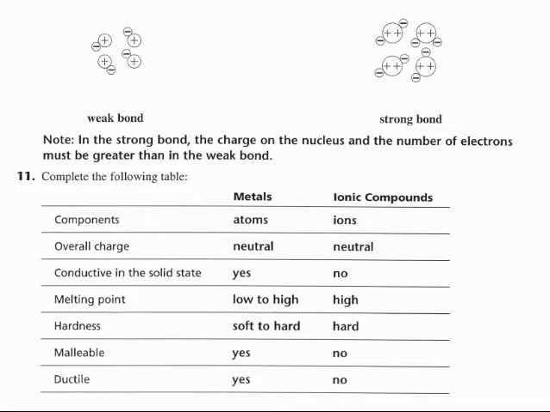Metals, are they malleable? Yes, they are. Okay, they can be hammered into sheets. Are ionic compounds malleable? No, they are not. They will shatter. Metals, are they ductile? Yes, they are. They can be drawn into wires. Ionic compounds, are they ductile? No, they are not. If you try to draw them into wires, they will shatter.